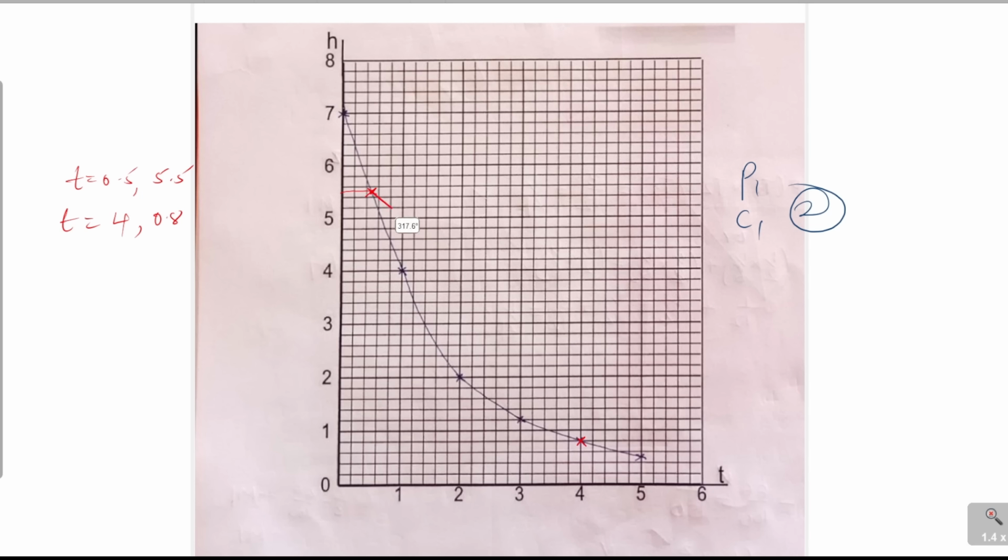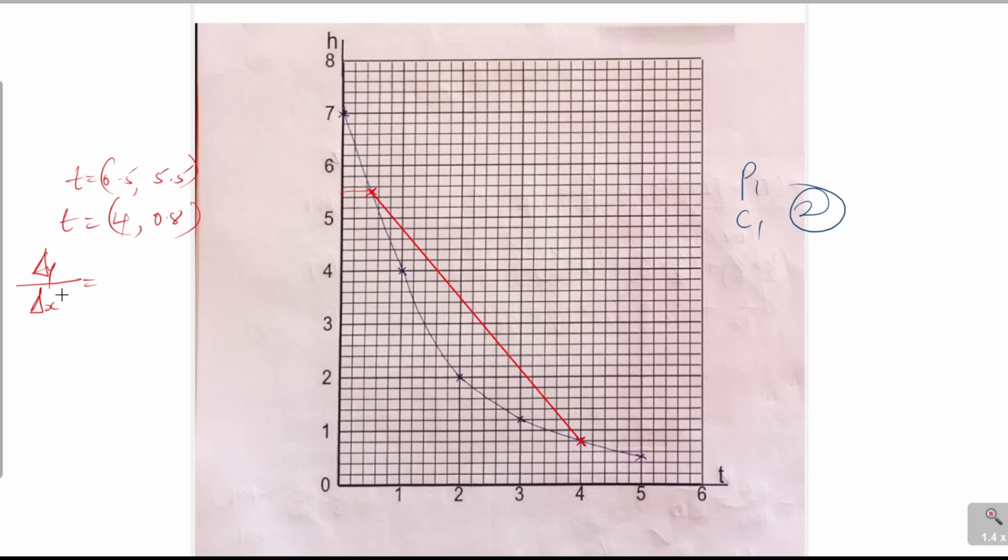Getting the average rate of change is getting the gradient. If you draw, let's say, a straight line there, you need to get the gradient of that line using these points, when t is equals to 0.5 and when t is equals to 4. So how do you get the gradient? Change in y, that is the average rate of change, divided by the change in x. I will use these points, 0.5 and 5.5, and 4 and 0.8.